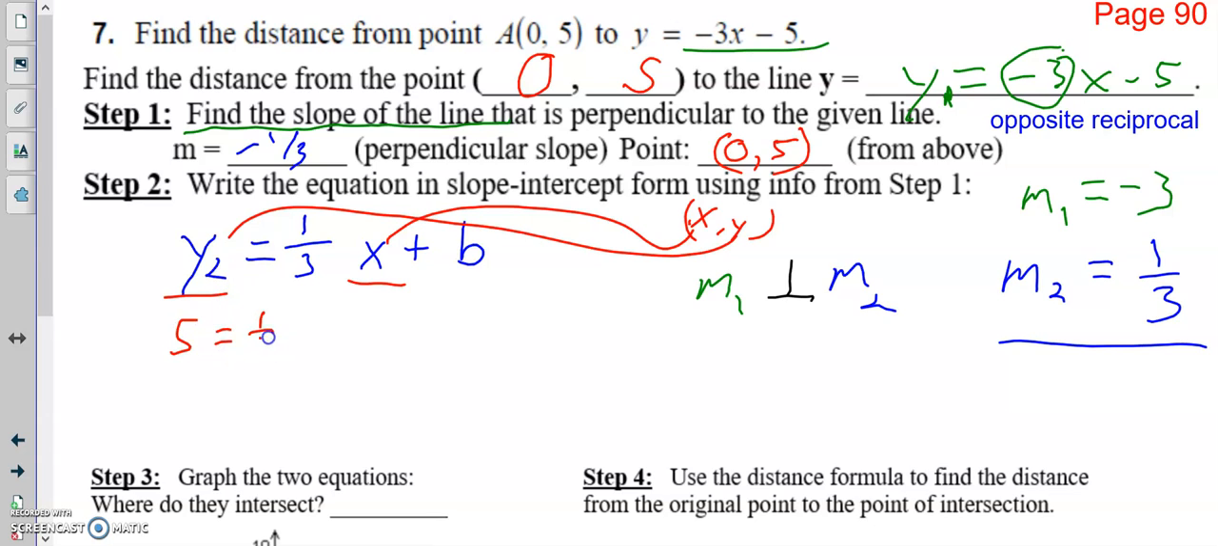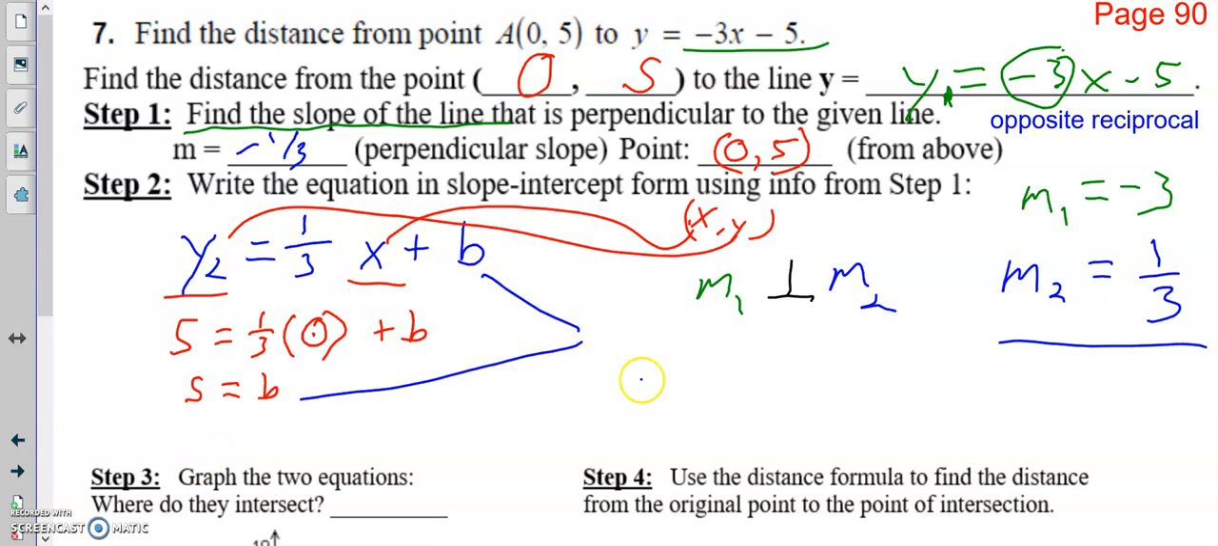I'm going to plug them in, respectively, in their locations. 5 equals 1/3. Love multiplying by 0. And we get 5 equals 1/3 times 0 plus b. This just reduces to 5 equals 0 plus b, and 0 plus b is b. So my y-intercept is 5. So now, combining the slope and my y-intercept, I have my line that goes through point A and is perpendicular to negative 3x minus 5.